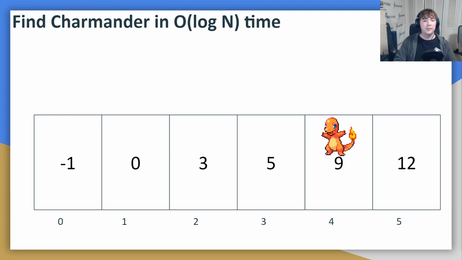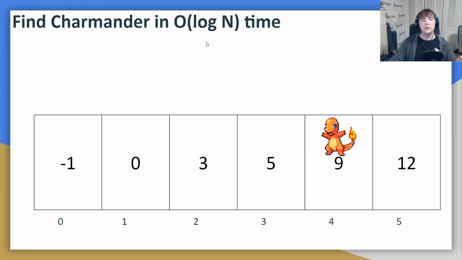So before we jump into the code or even the algorithm, let's make sure we understand the problem that we're trying to solve. In this example, we're given an array in ascending order, meaning all the numbers from left to right are constantly getting larger with no repeats. And at index 4, we have the value 9, where Charmander is hanging out. And we need to find Charmander with a time complexity of O(log n).